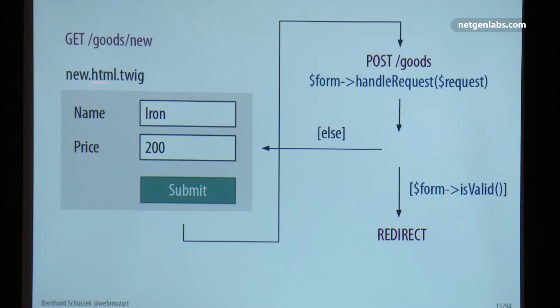Does anybody have an idea why we use two different URLs for these things and not just one? Refreshing is a very good point, yeah. Any other ideas? Sorry? Reusability is a very good point. In what context? In what context, reusability? Right.